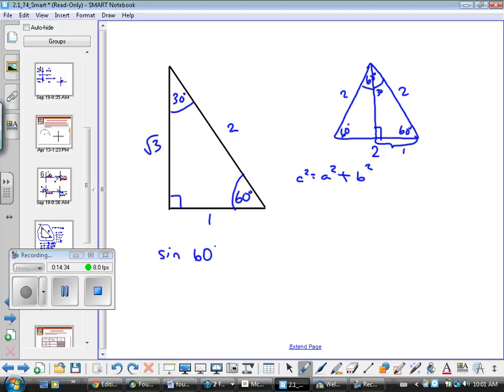And so you can figure out the sine, cos and tan values just like you did before. Sine of a 60-degree angle, opposite over hypotenuse, is root 3 over 2, and that's the exact value you're looking for.